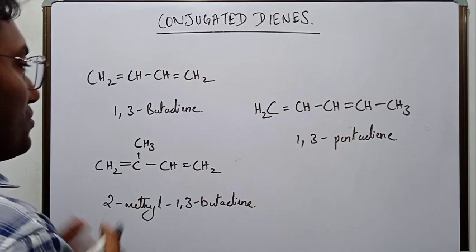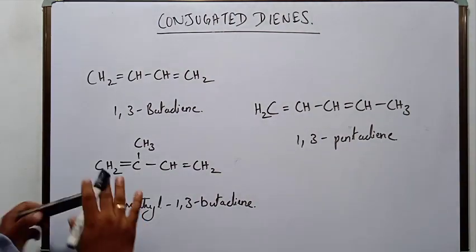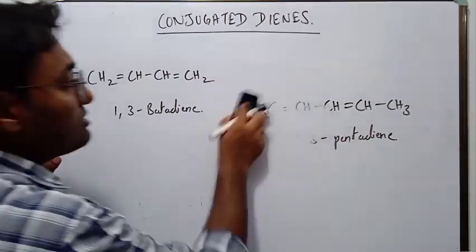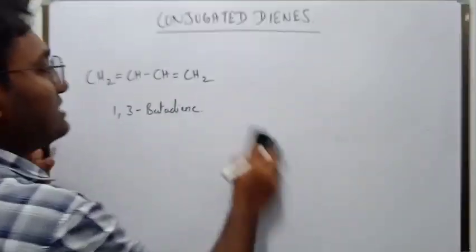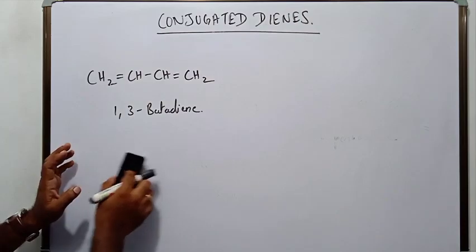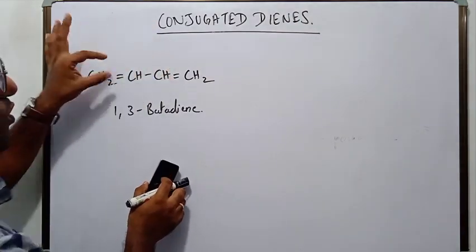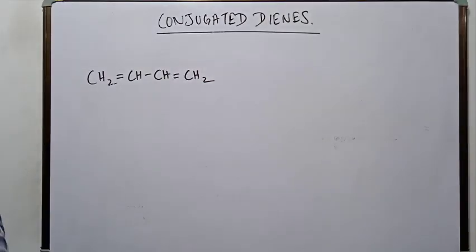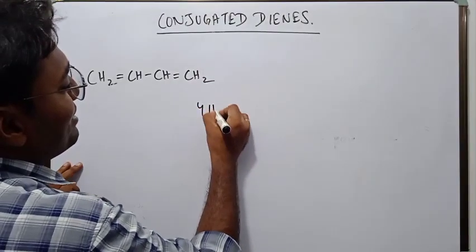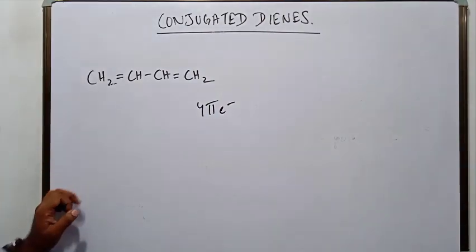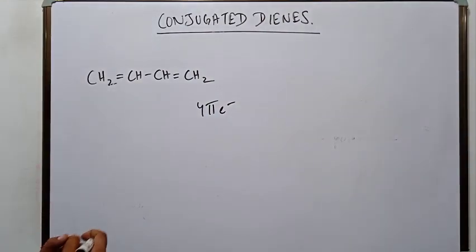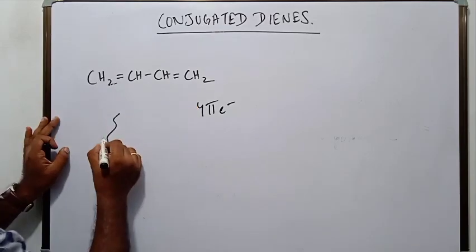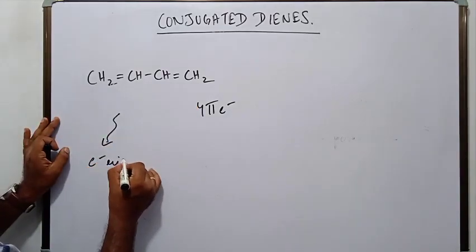Now the question is, look at 1,3-butadiene, the simplest of all conjugated dienes. What is it made up of? It is made up of two double bonds, right? So how many pi electrons does it have? Four pi electrons, correct? It has four pi electrons. So that makes it a very electron rich species.